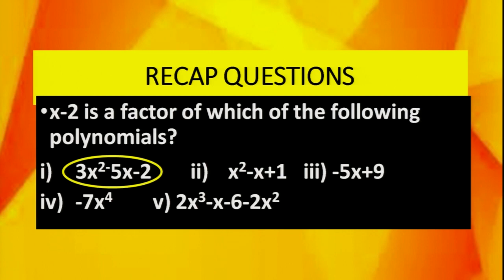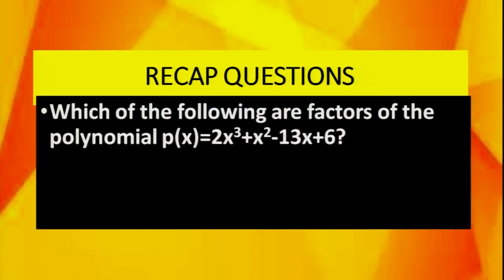So x − 2 is a factor of this one, and 2x³ − x − 6 − 2x², in this case also if we put the value of x as 2, it will become 0. So these two have x − 2 as a factor.